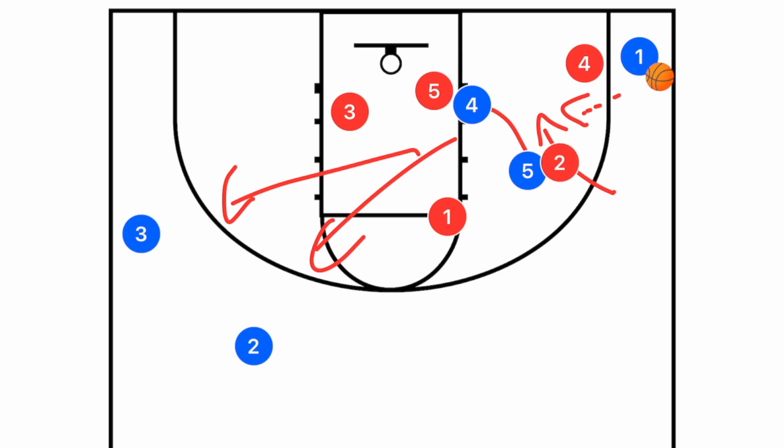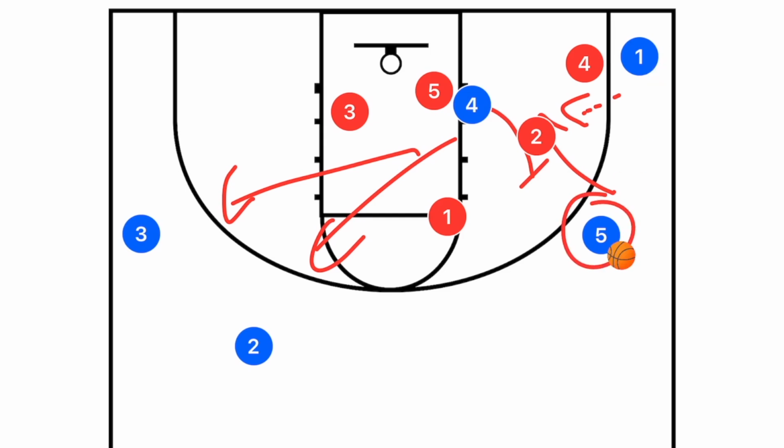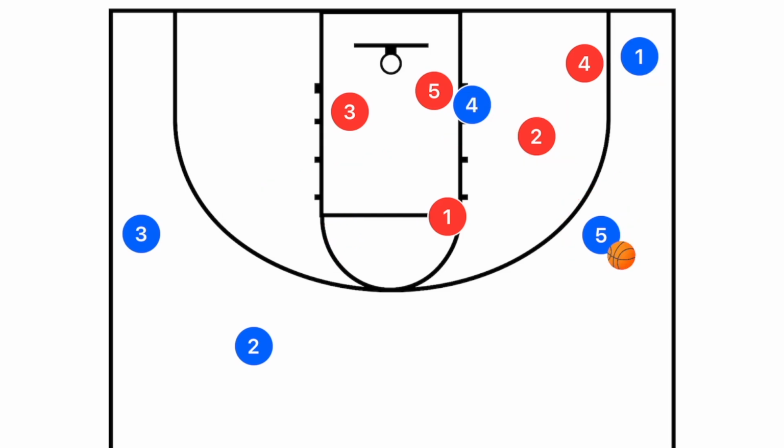We want player 2 to fight through so that player 5 pops out. This gives us the option to be able to pass out. Player 1 has the option for 4 or 5. I would say player 5 would be our number one option. Once this pass goes out to player 5, we want him to dribble up top if we haven't scored yet.